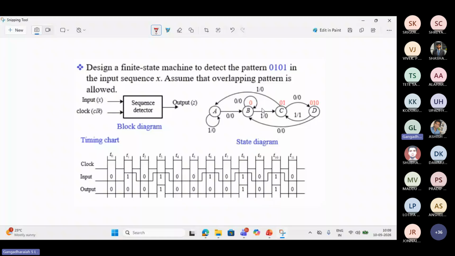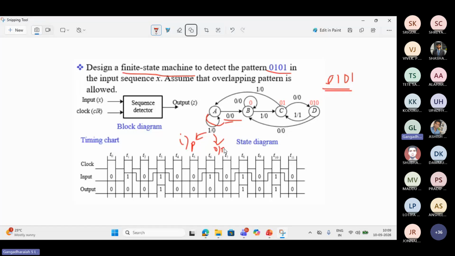Let me move on now. I need to design a finite state machine to detect the pattern 0101. Let's say the first 0 is coming. This is the first valid bit, 0. So 1 comes. This is not my valid bit. I will stay here and wait. So what is this? Whatever I write after the slash is output. Whatever I write before the slash is my input. This is input, this is output.